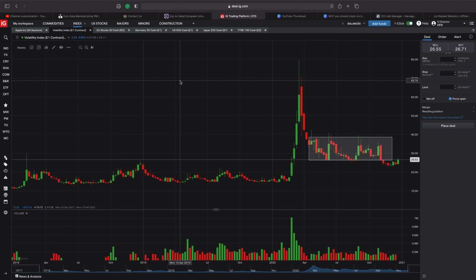But another thing that you should always bear in mind is that the volatility index is inversely correlated to the stock market. What does that mean? It means that when it is up, the stock market is down, and when it is down, the stock market is up. You get that? So very, very simple, very easy to use.